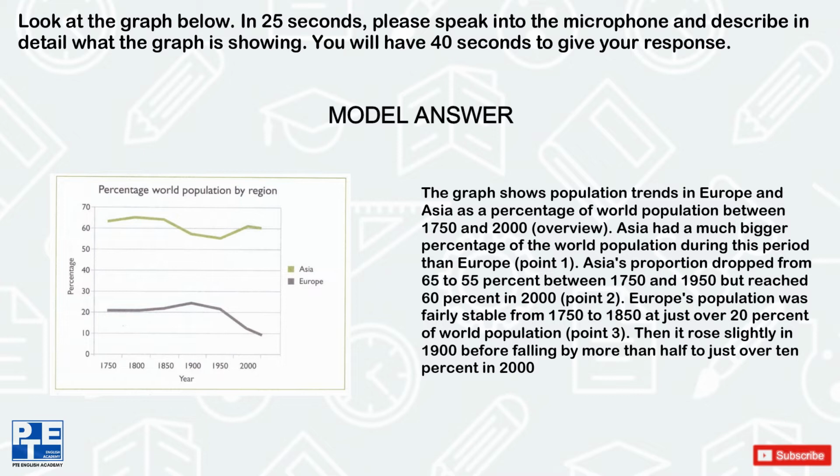Point 2. Europe's population was fairly stable from 1750 to 1850 at just over 20% of world population. Point 3. Then it rose slightly in 1900 before falling by more than half to just over 10% in 2000.